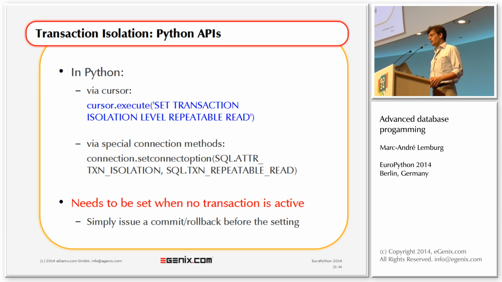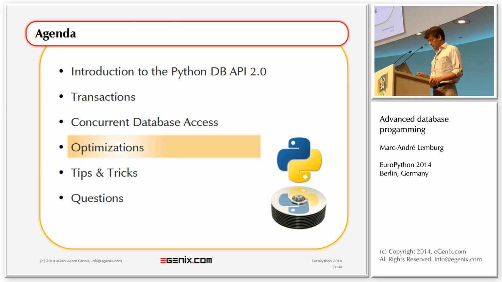directly setting the option on the connection. What's important to know is if you want to change the setting while having a connection open, you need to make sure that no transaction is currently running on that connection. So the easiest way to do that is just commit your connection or roll back.